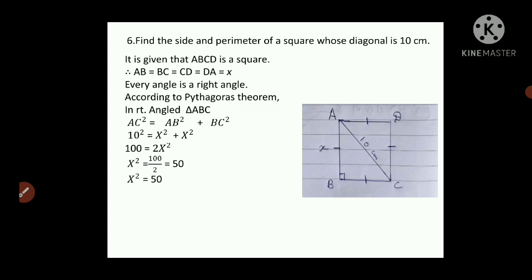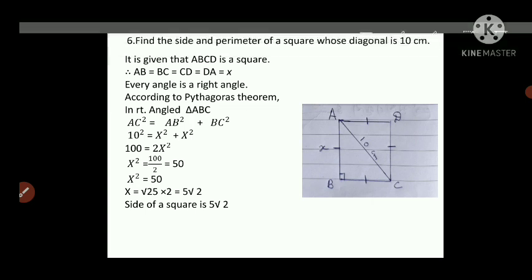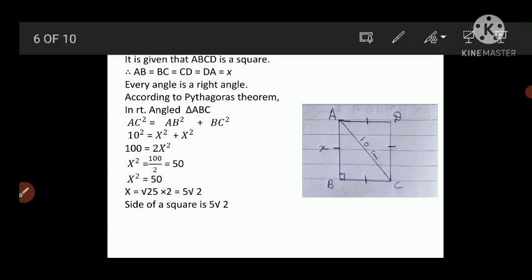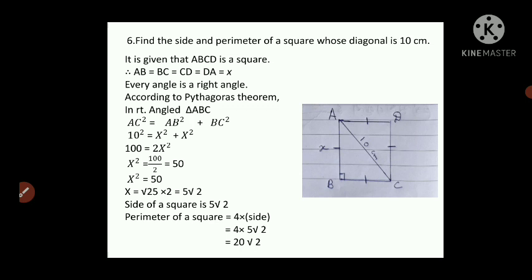Now 50 is not a perfect square. So what we will do? X will be root of 25 into 2. 25 2s are 50. So 25 is a perfect square of 5. So in place of root 25, I'll write 5 and root 2 remains same. So that means side of a square is 5 root 2. Now perimeter. We know the formula for perimeter is 4 into side. So 4 into side, we got side as 5 root 2. So see, 4 5s are 20 and root 2 remains same.